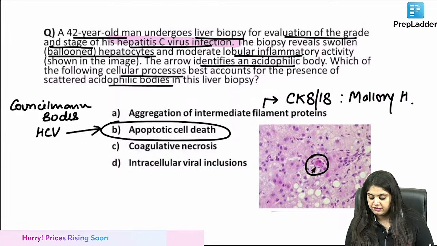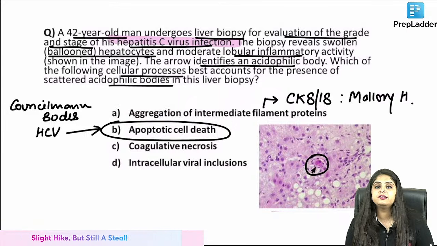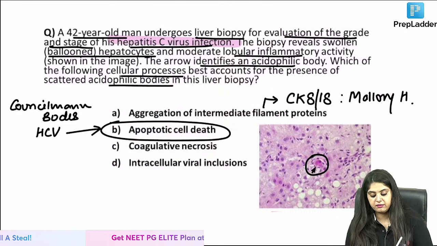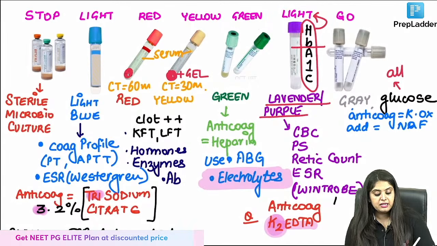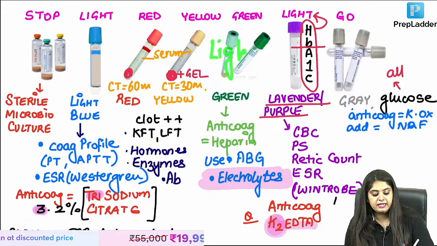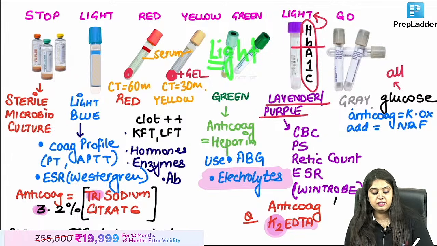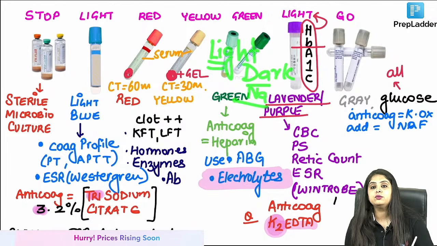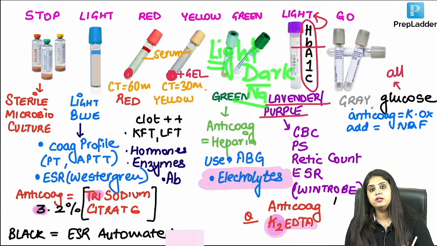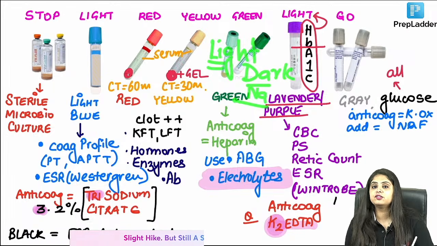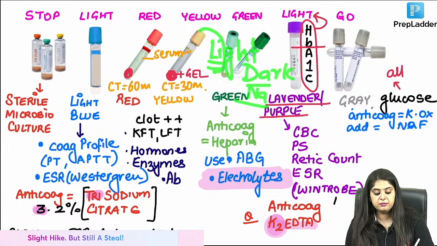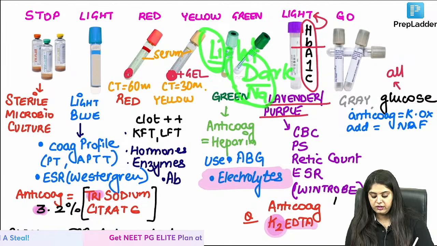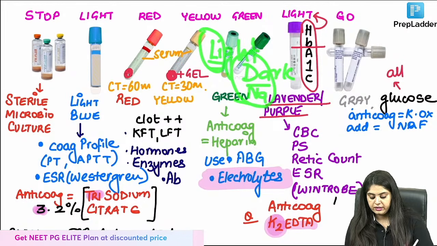Someone is asking me, is light green different from dark green? Yes, light green is basically a different salt. This question came quite late. When you write light green, it is lithium heparin, and when you write dark green, it is going to be sodium heparin, since you asked me. But both of them can be used for ABG analysis. It's just the kind of heparin. Lithium is light green and sodium is dark green.